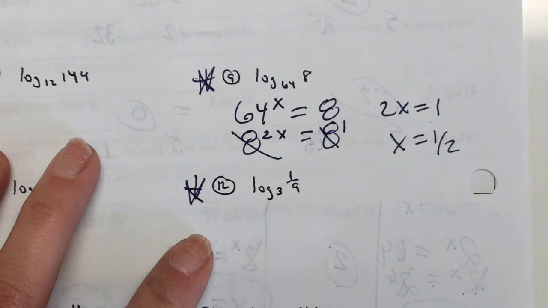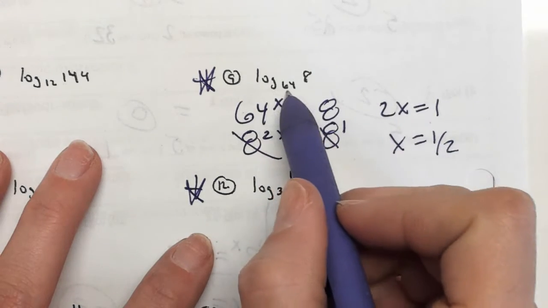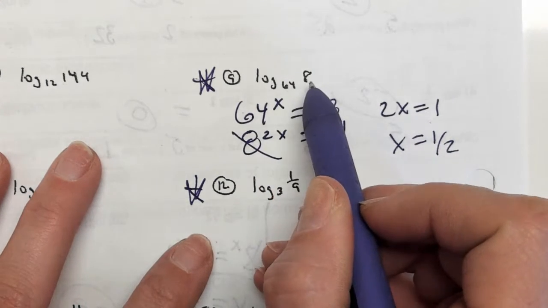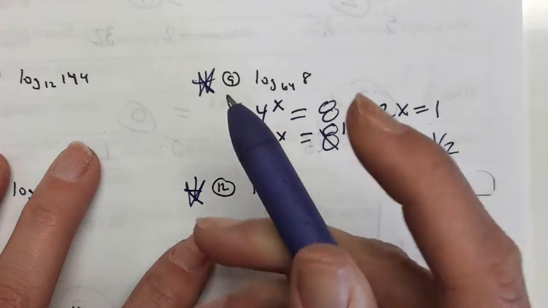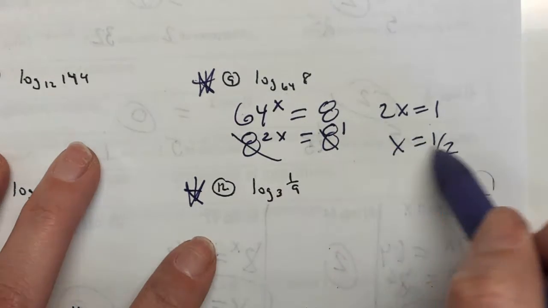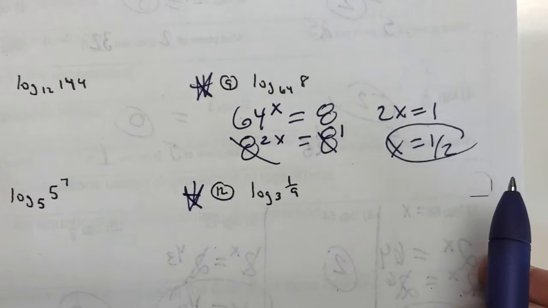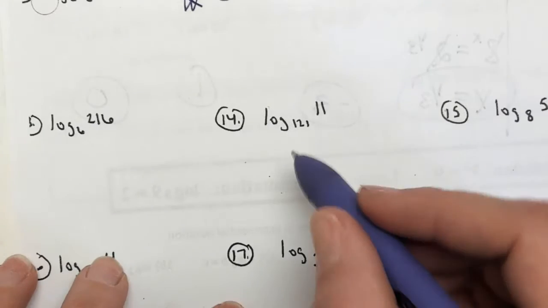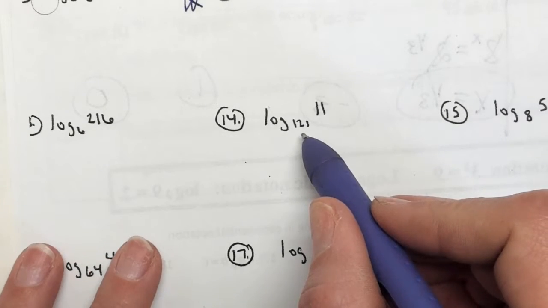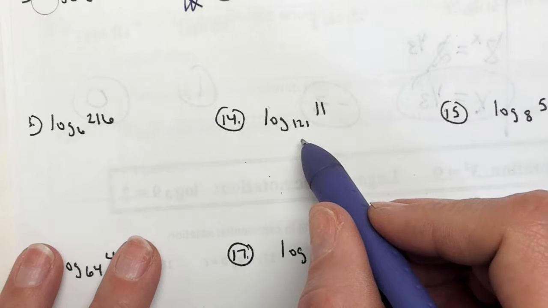everybody good with that? So, if a number is bigger, your base is bigger than your answer, you'll have what kind of exponent? A fraction. Okay? So like on number 14, what's this answer? 1/2.